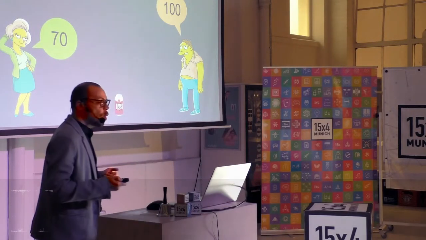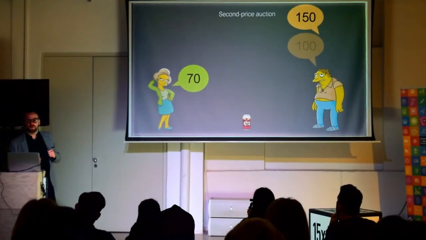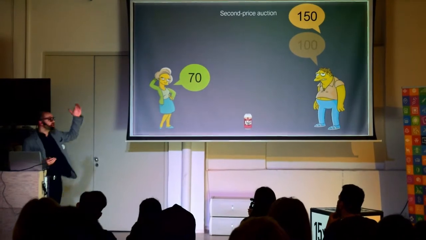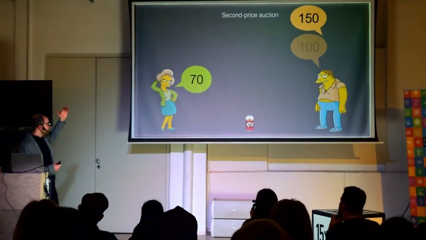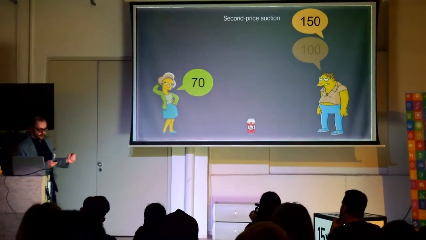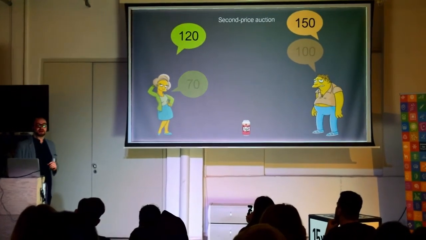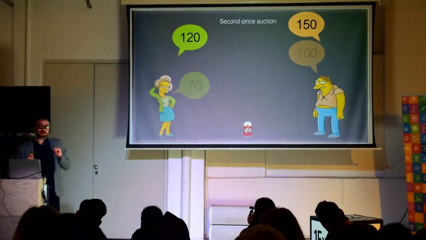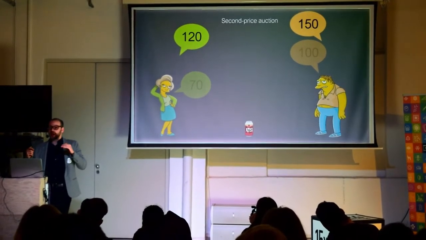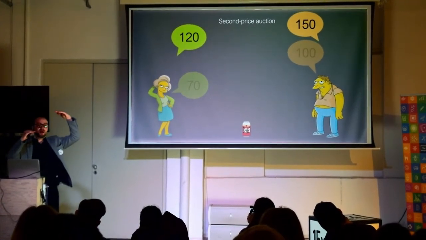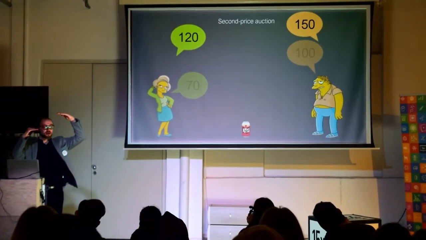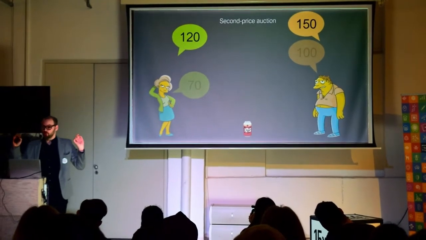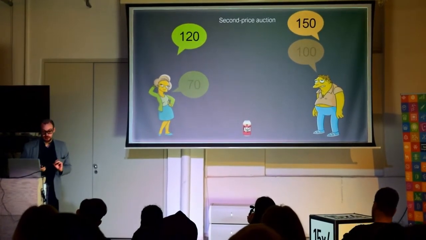Does it make sense to overestimate? What if he puts 150 instead of 100? Well, as you see, nothing changes. He is still the winner with the highest bid, and he still pays 70. But what if in this situation, Edna's true value were 120? Well, in this case, Barney is still the winner, but now he has to pay 120 instead of 100. So actually, you want to avoid the situation where you overpay your true value. It is not a good strategy.